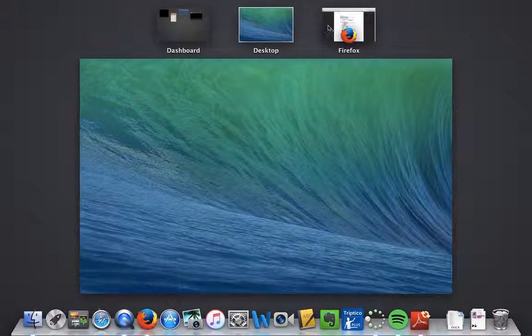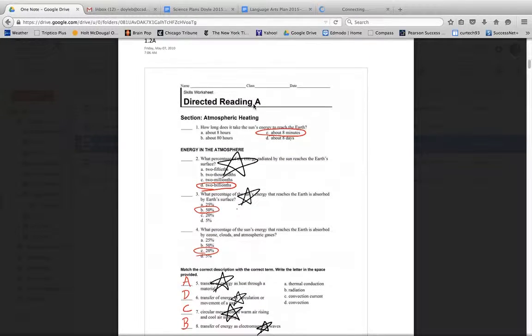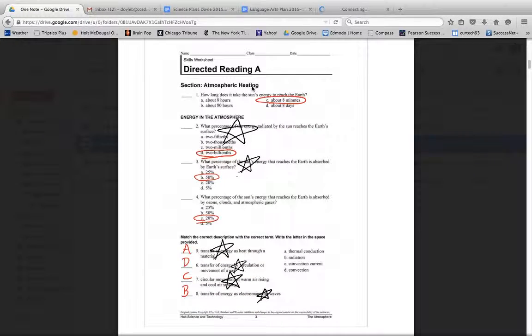Okay, we're going to take a look at directed reading A for Chapter 1, Section 2, called Atmospheric Heating. And we're looking to understand the process of radiation, conduction, and convection.